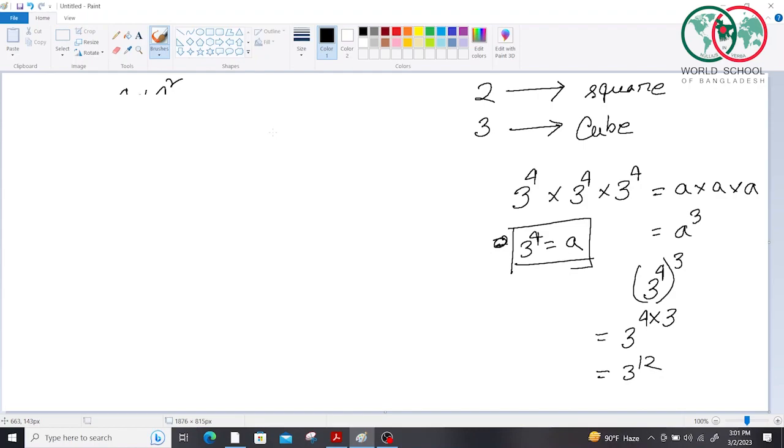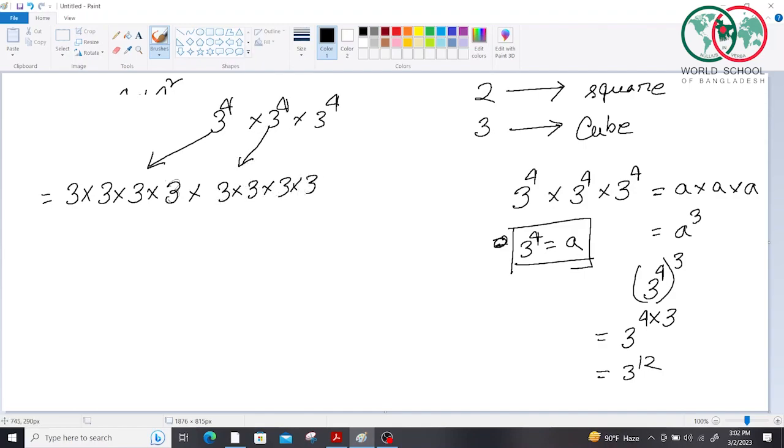Suppose what we have written here is 3 to the power 4 into 3 to the power 4 into 3 to the power 4. Let's break this down. 3 to the power 4 means we have multiplied 3 four times: 3 into 3 into 3 into 3. For this one, it's again 3 into 3 into 3 into 3, and for this one, 3 into 3 into 3 into 3, right? So how many 3's are here? 1, 2, 3, 4, 5, 6, 7, 8, 9, 10, 11, 12.